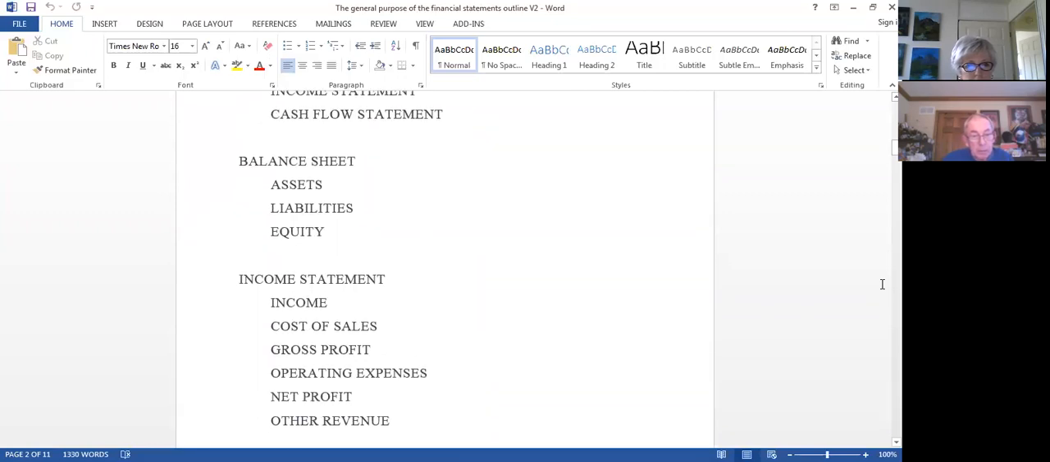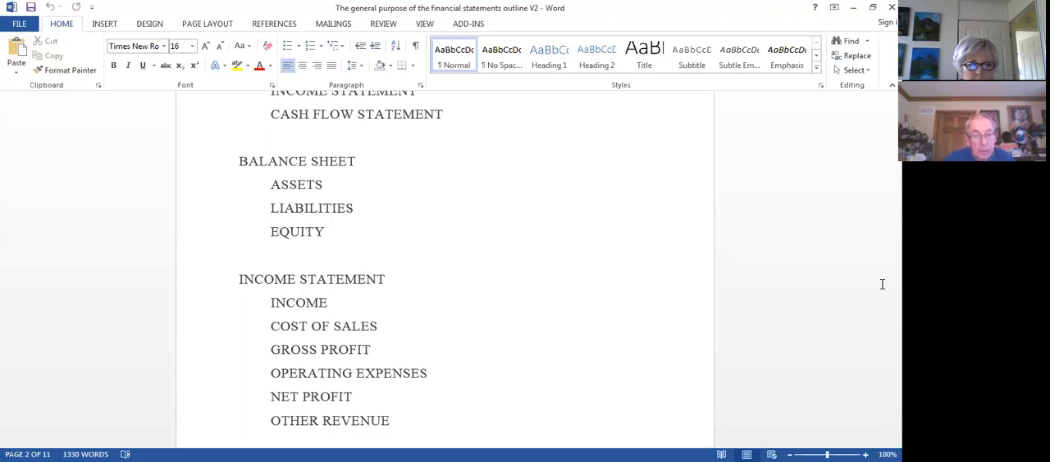The income statement will show you the income the company is bringing in, the cost of sales, and the gross profit. So if you take the income minus the cost of sales. Now the cost of sales, if you're a manufacturing company, is the amount of money you spent on parts to build the product that you're selling. If you're a service company, cost of sales is typically going to be the cost of the manpower you're using to deliver the service. But if you subtract the cost of sales from the income, you get your gross profit.